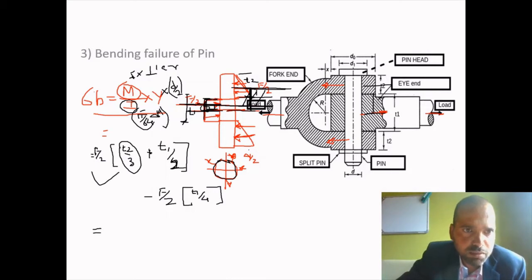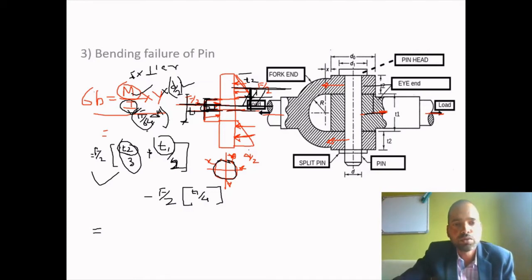If we put this maximum bending moment here, we have found out I is pi by 64 into d raised to 4 and y is equal to d by 2. So all these parameters are in terms of d, and we have to write down the equations of t1 and t2. So what are the equations of t1 and t2?